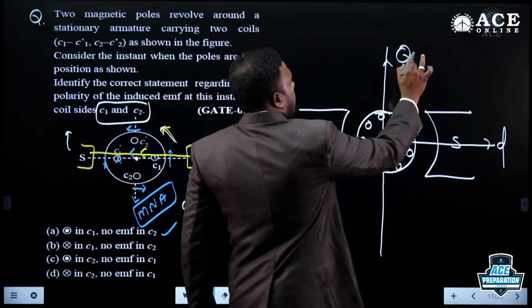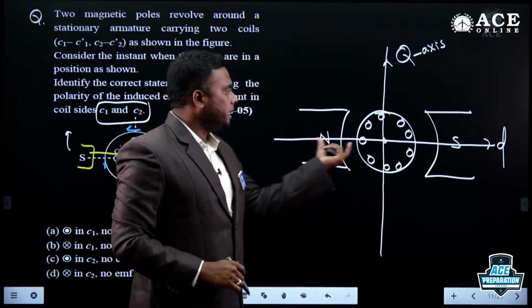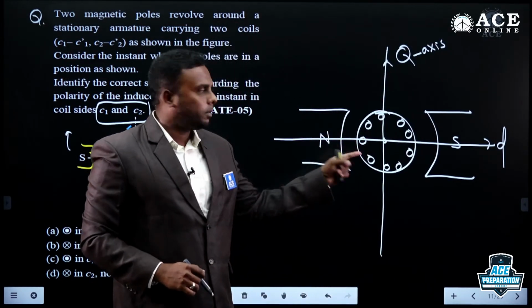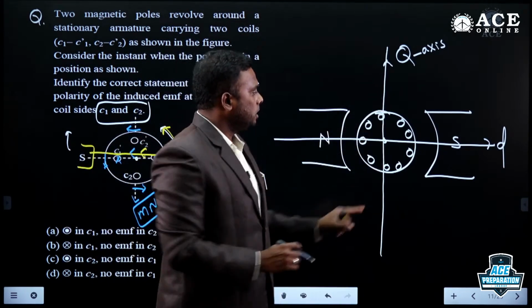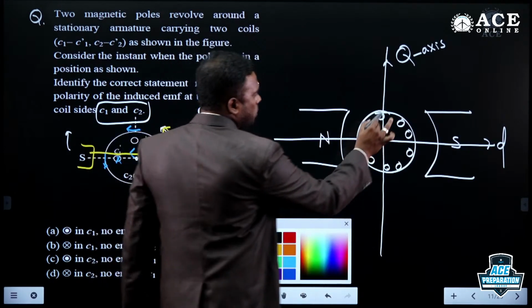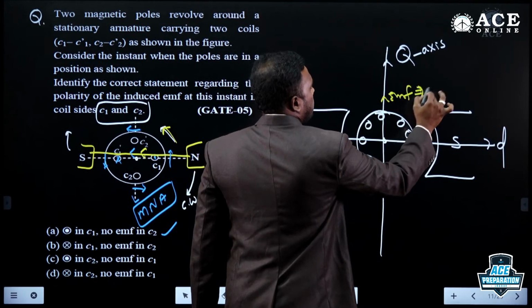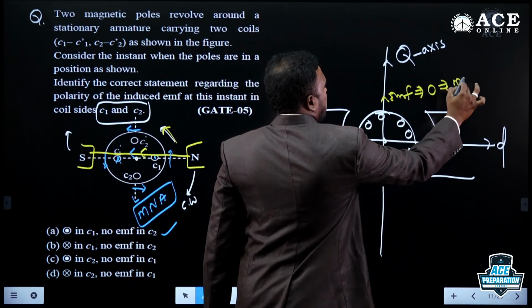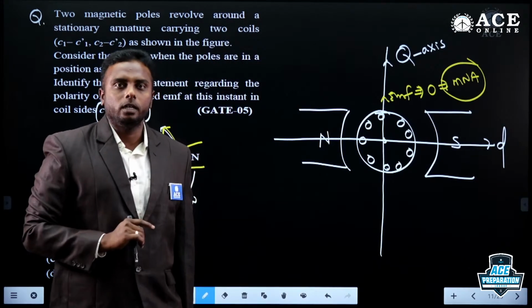Along the D axis, EMF will be maximum, but along the Q axis EMF is 0. So this is the position. In these conductors you don't get any EMF. The EMF induced in this position is always 0. And this axis we call the magnetic neutral axis, MNA. Magnetically neutral point, that is.